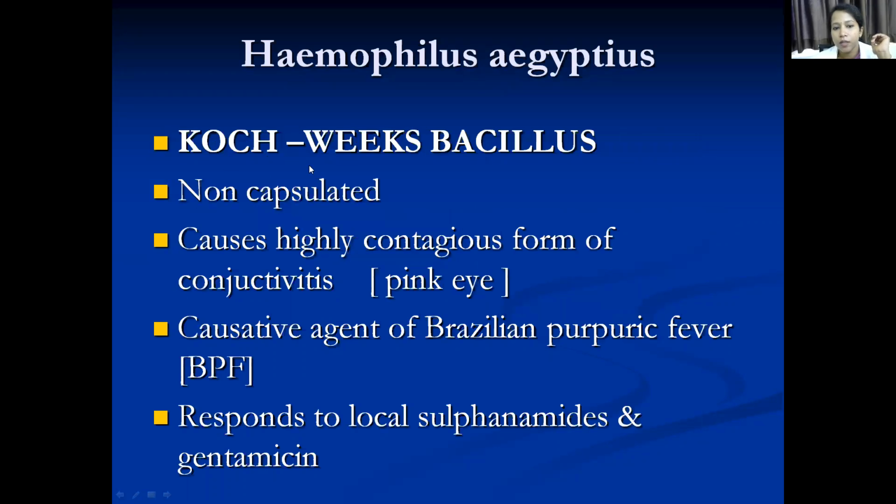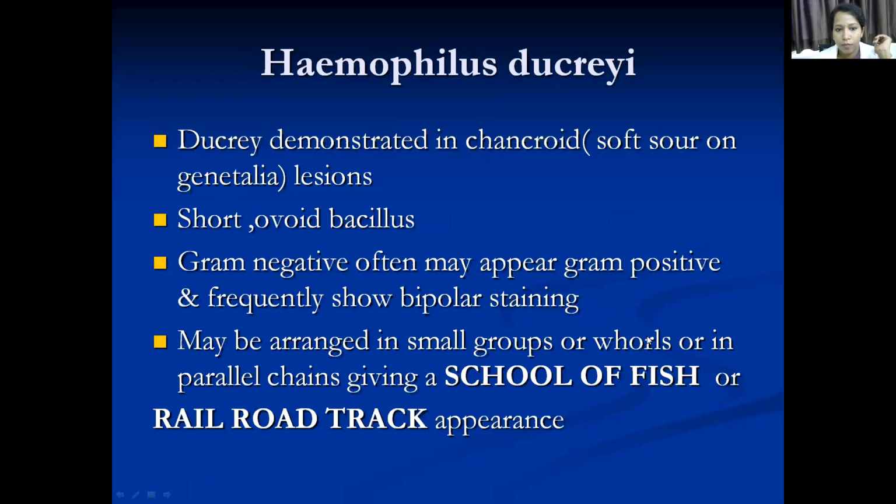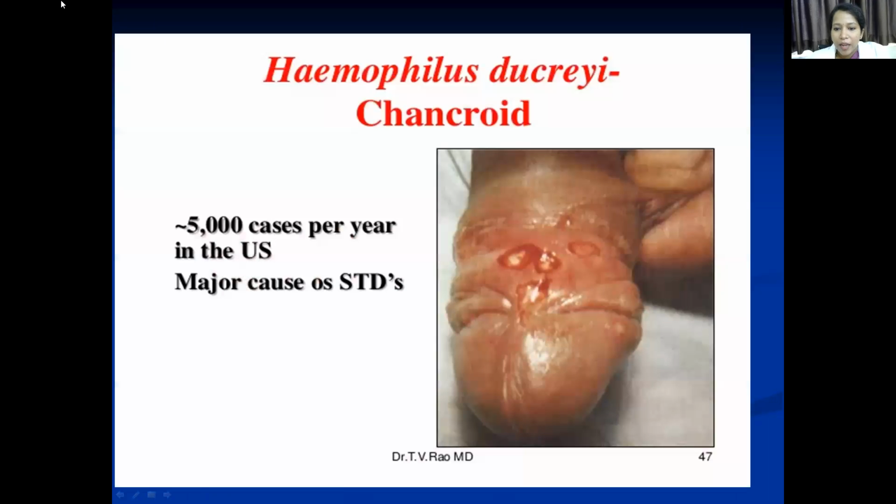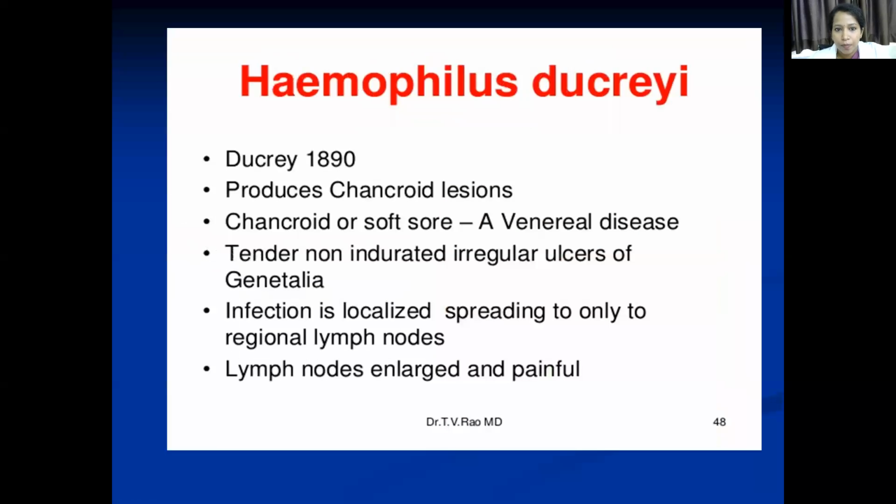Haemophilus aegyptius is also known as Koch-Weeks bacillus, which causes pink eye and Brazilian purpuric fever. And Haemophilus ducreyi causes chancroid, and the arrangement of the bacilli is like a school of fish or railroad track appearance. Okay. So Haemophilus ducreyi causes chancroid, which is an STD. It is also a soft sore.